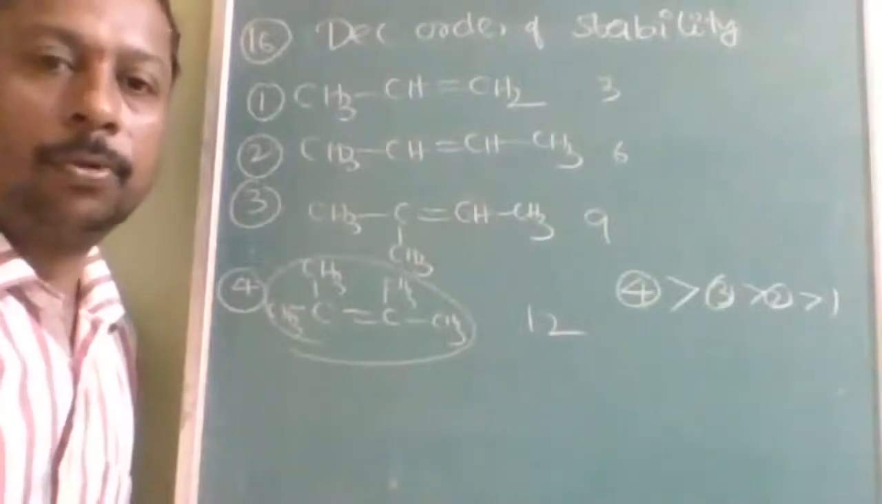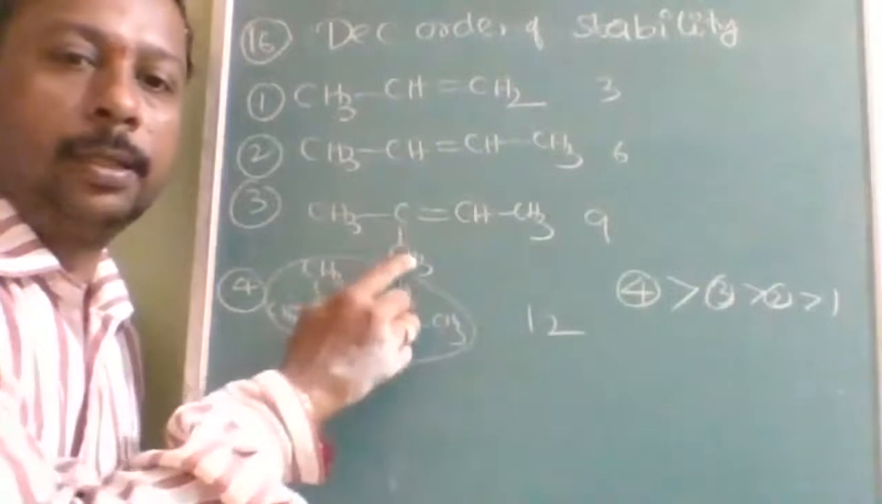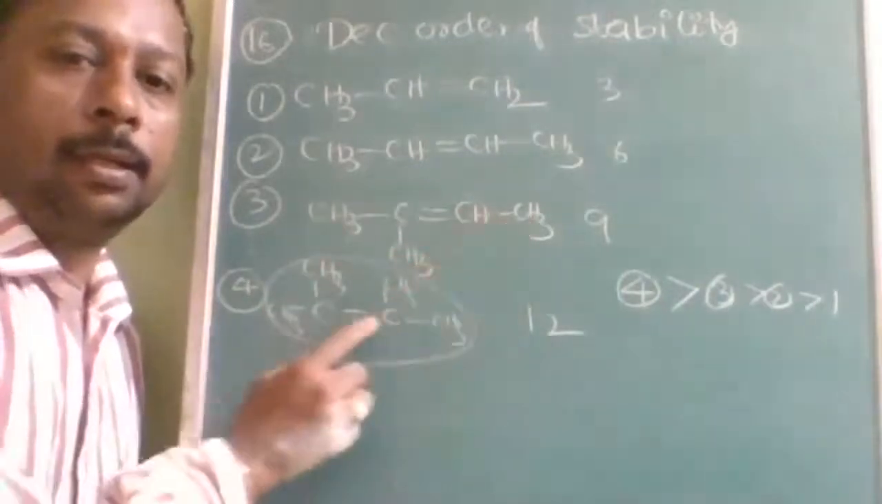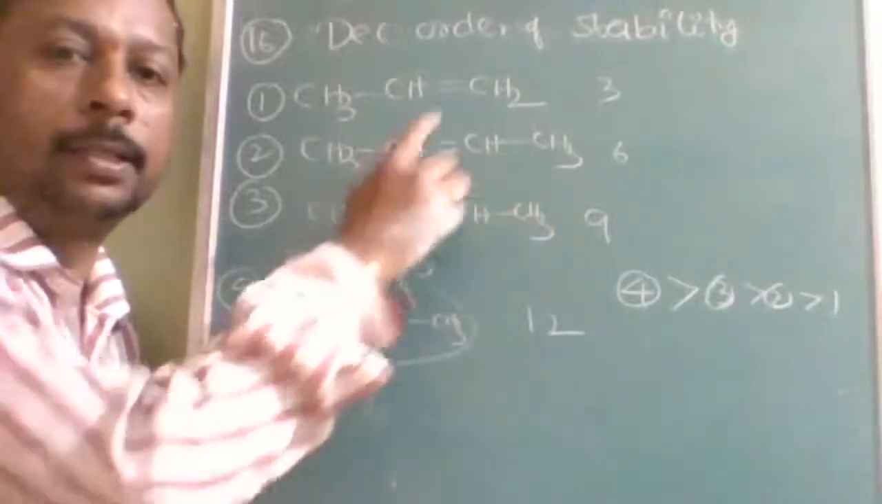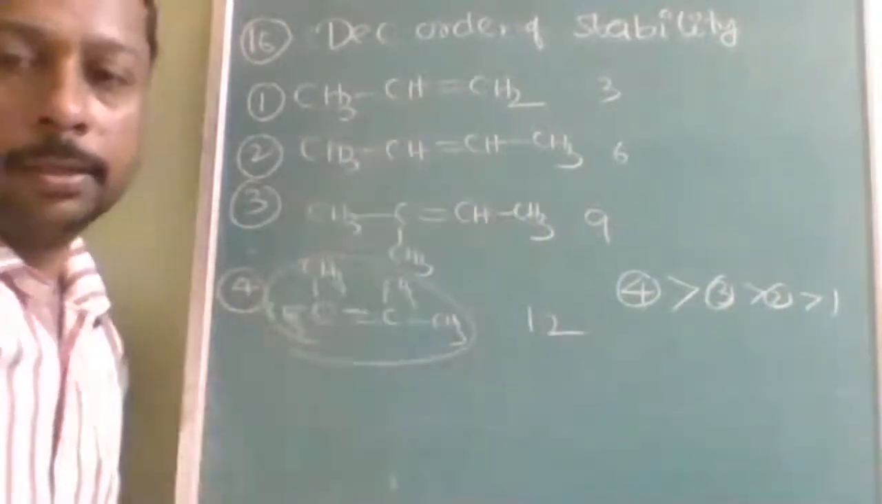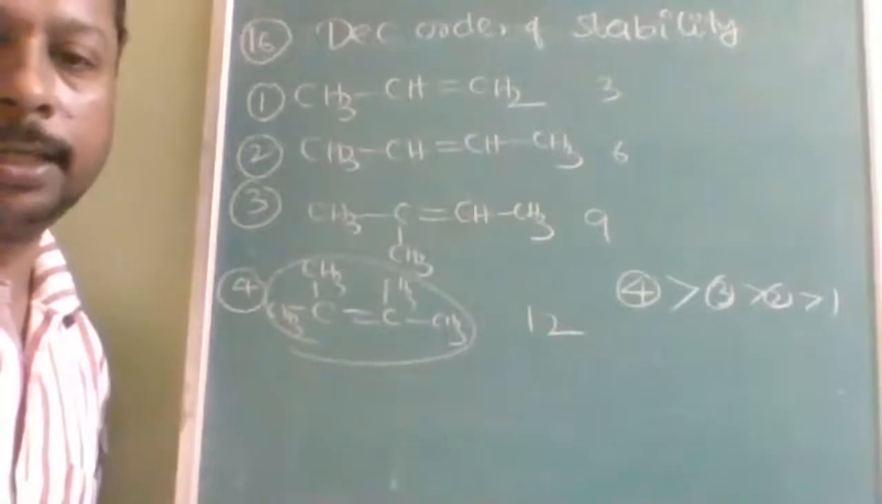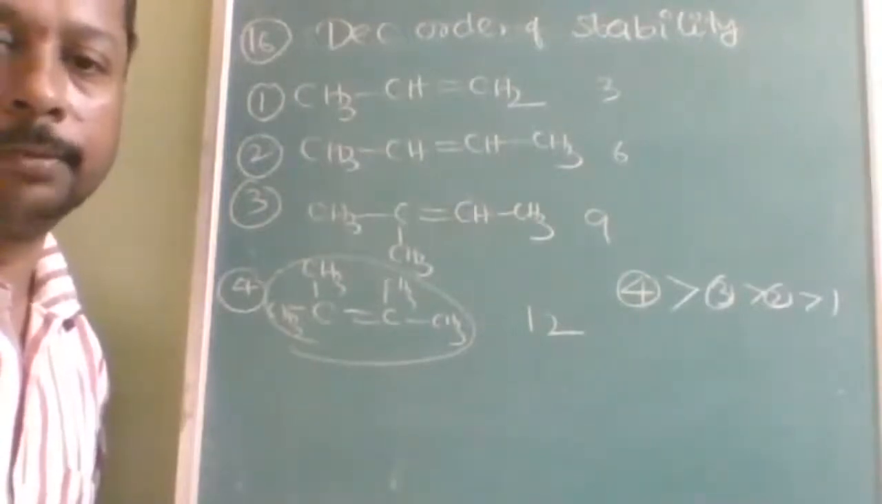Okay. So fourth option, number of alpha hydrogens are 12, 9, see 3, 3, 3, 9, 3, 3, 3, 3, 12. Like that 3 and 3, 6. Only 3, this is 3. Okay, that's why 4 greater than 3 greater than 2 greater than 1.